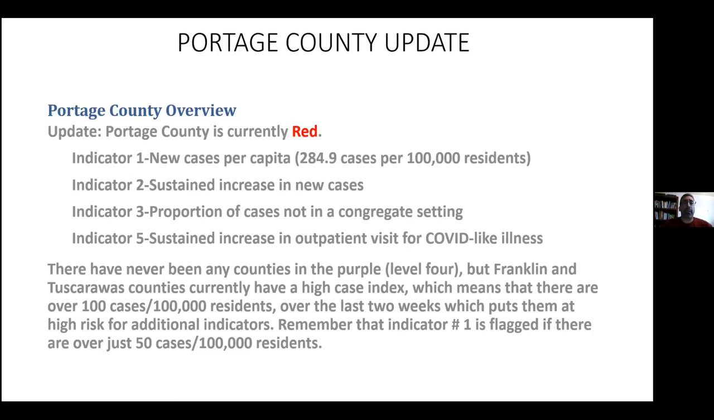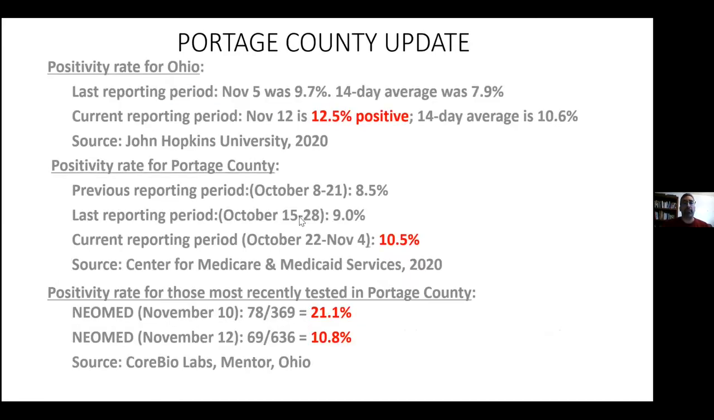There have never been any counties in the purple so far, which is level 4, but Franklin and Tuscarawas counties currently have what's called a high case index, which means that there are over 100 cases per 100,000 residents. This is over the last 2 weeks, which puts them at increased risk for additional indicators. Remember that number 1 was for just 50 cases per 100,000 residents.